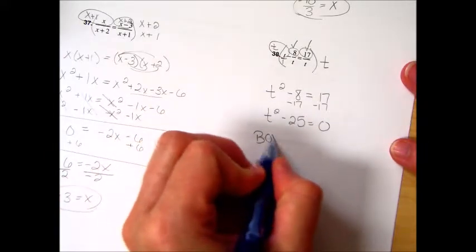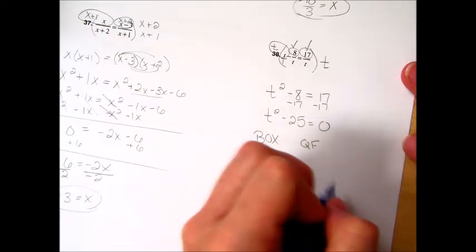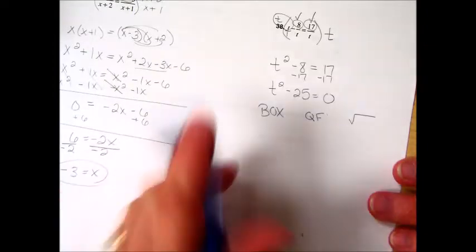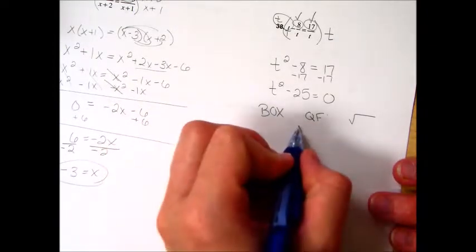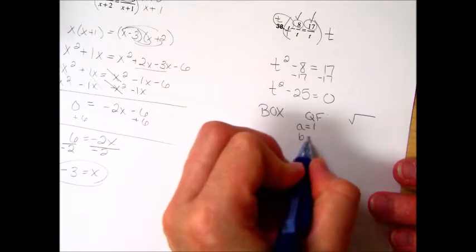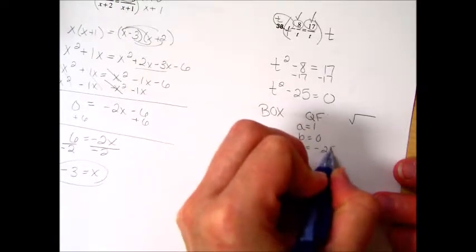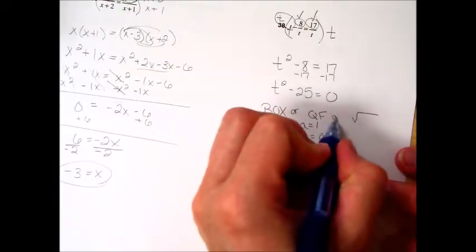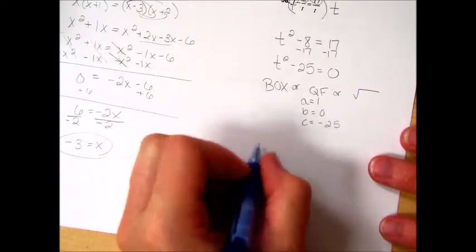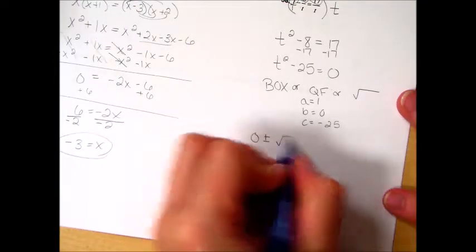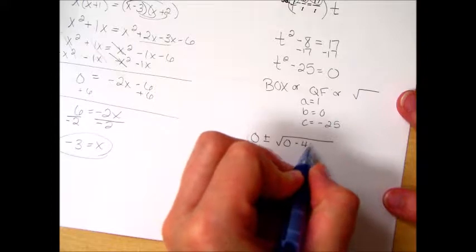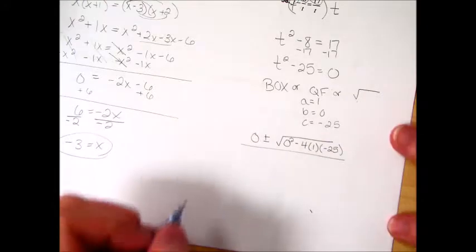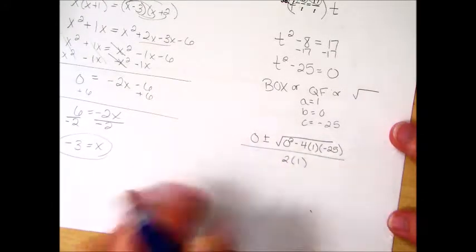We can box this, we can use the quadratic formula, or we can solve and use square roots. All three of those will work. I'll do the quadratic formula this time. Remember, a is 1, b is 0, c is negative 25. Please remember that you could do any of these three methods, so I'm going to put the word or in between them. Opposite b plus or minus square root of b squared minus 4ac. Notice I didn't even bother to square 0 because it's going to be 0. It doesn't really matter. All over 2 times a.